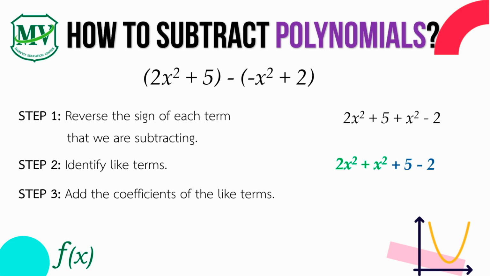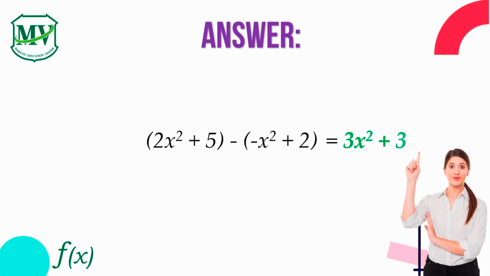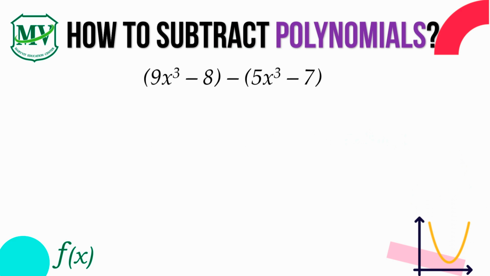Step number 3. Add the coefficient of the like terms. So 2x squared plus x squared equals 3x squared, and positive 5 minus 2 equals positive 3. So the answer to the problem is 3x squared plus 3.